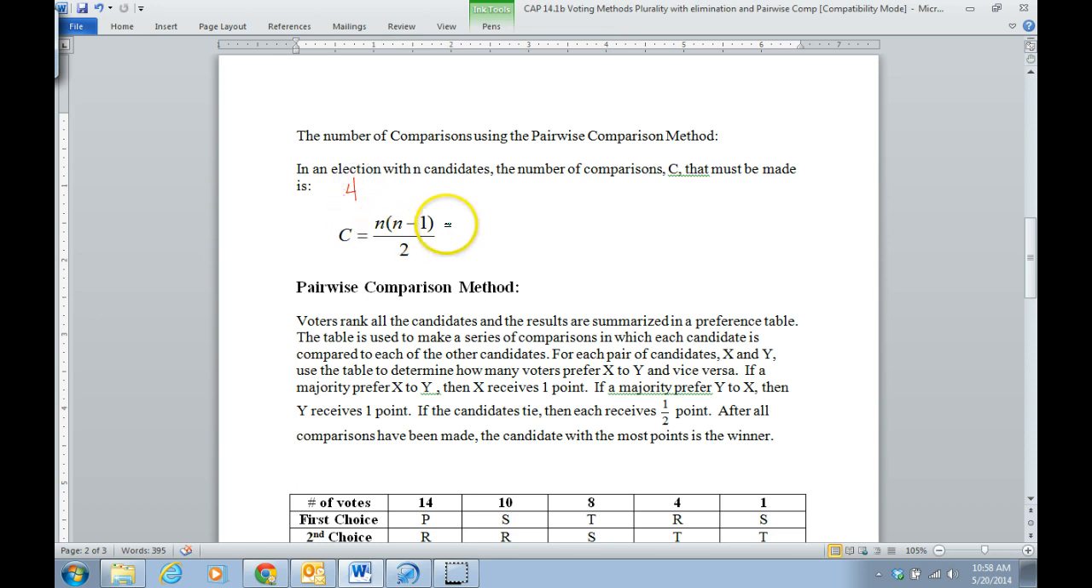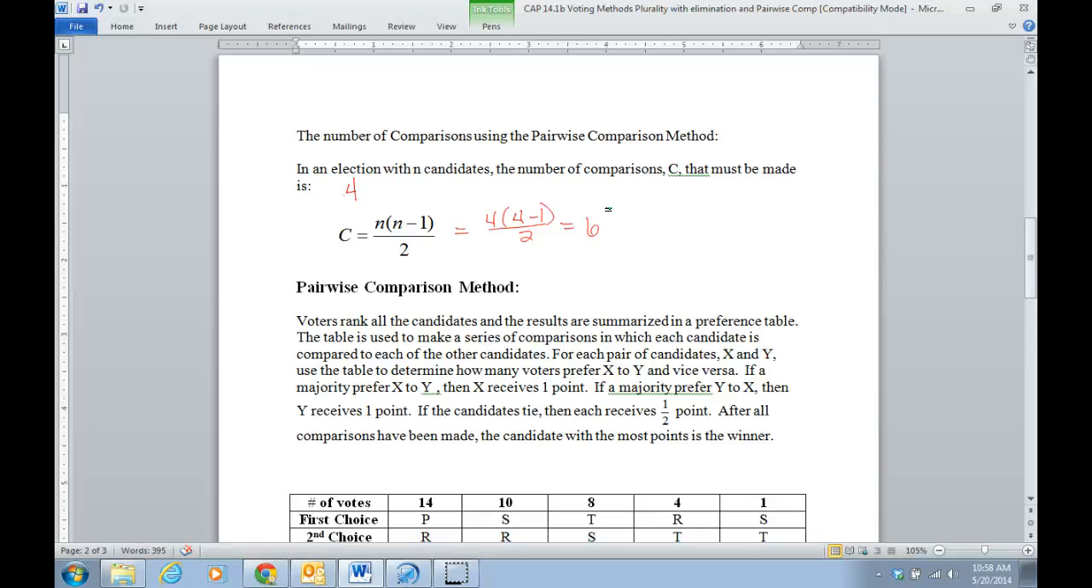I'm going to put that in for N to find out how many comparisons I'm going to make. And there are some homework questions like this as well. So 4 times 4 minus 1, divided by 2, is 12 divided by 2, and that's 6. So I need to make 6 comparisons. If perhaps when you're setting up your comparisons you don't have that total, you're missing somebody. You need to go back and check to find out which one you're missing.